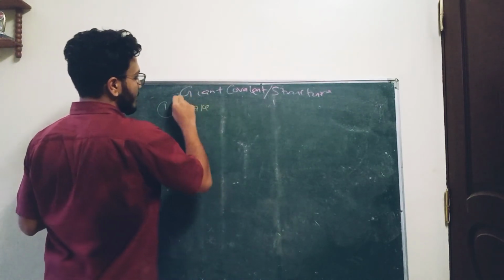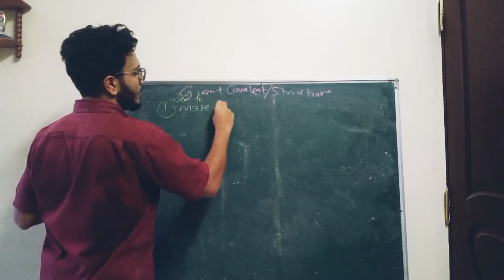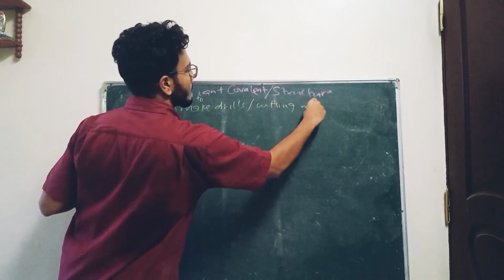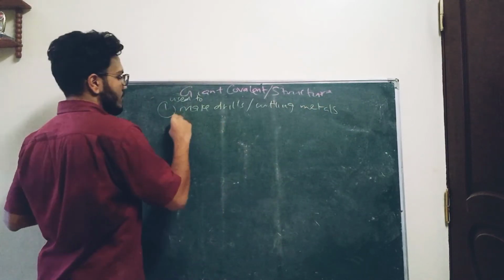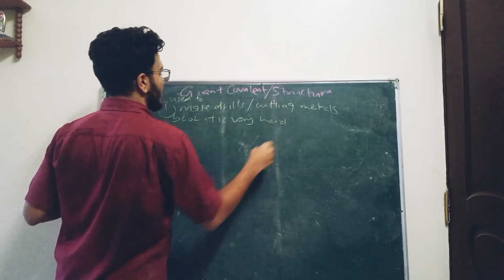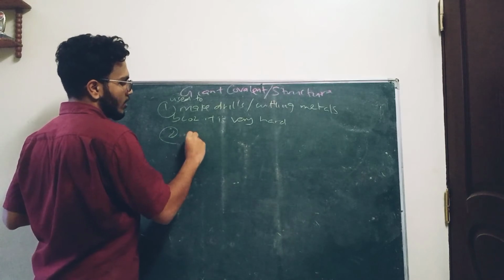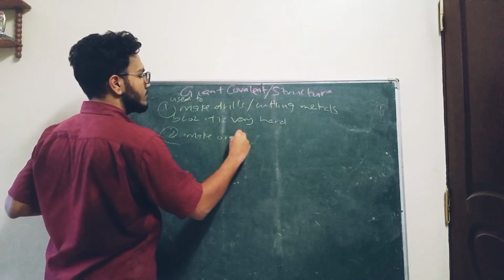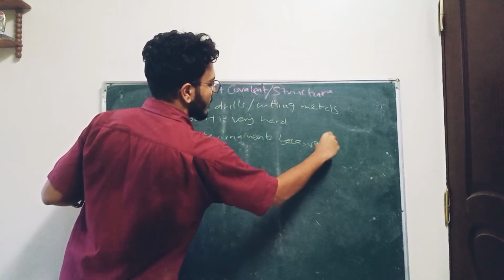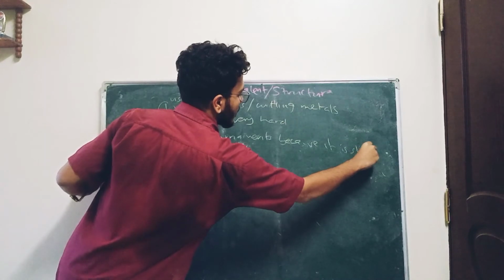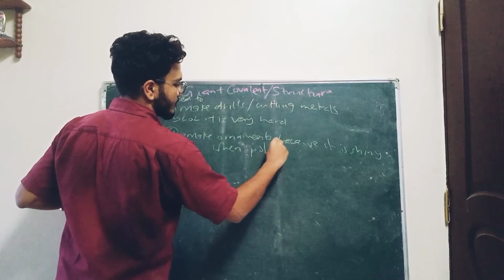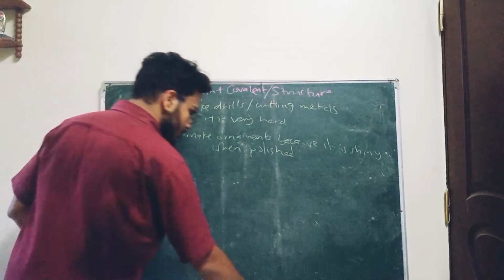It is used to make drills, cutting metals, because it is very hard. 2. Diamond is used to make ornaments because it is shiny when polished. These are the uses of diamond.